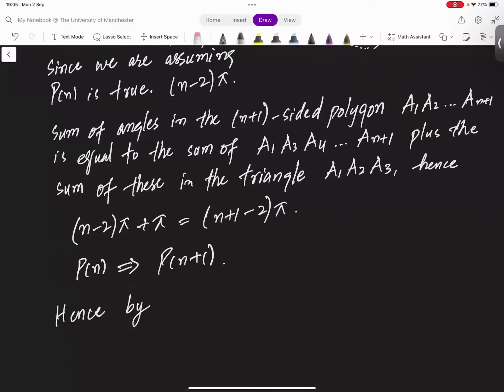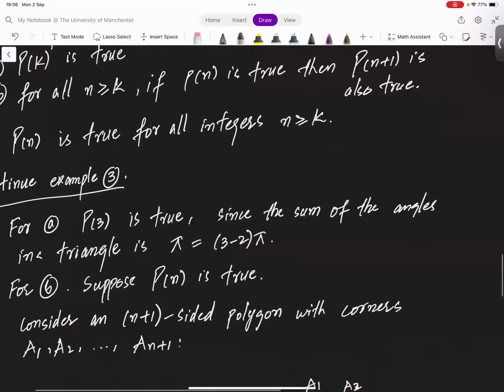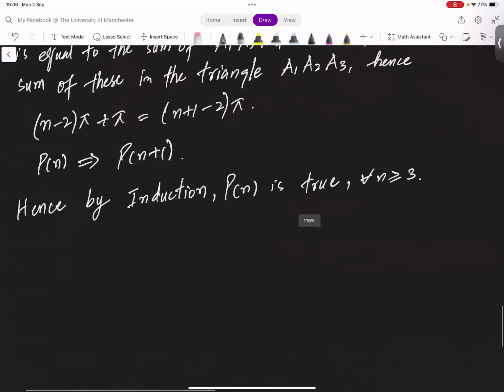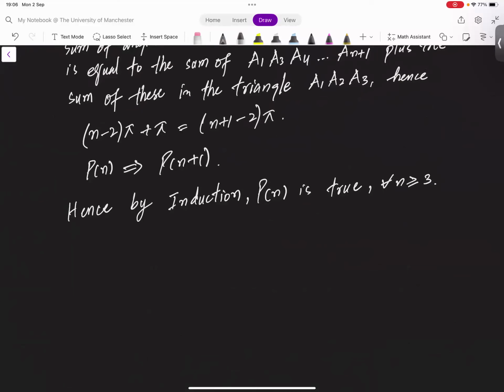Hence, by induction, P of n is true for all n greater than or equal to 3. Now, this is very interesting. Previously, we were talking about all n in the positive integers. Now, after defining this principle of mathematical induction, we can define things like this after some particular value.